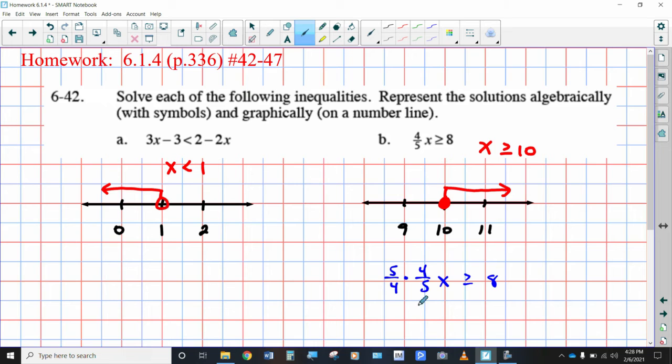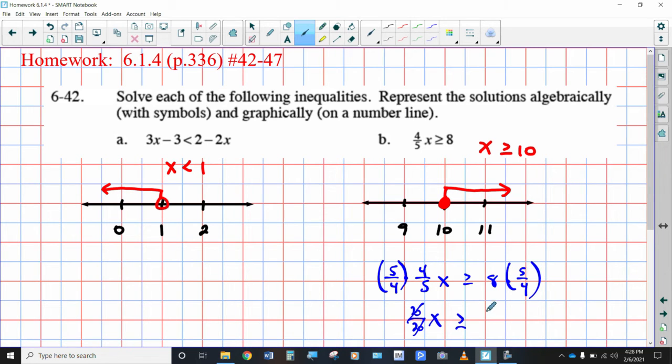So 5 times 4 is 20. 4 times 5 is 20. There's your giant 1. So you end up with x is greater than or equal to whatever 8 times 5 over 4 is. Remember, whatever you do to one side of the equation, you must do the exact same thing to the other side to keep everything balanced.